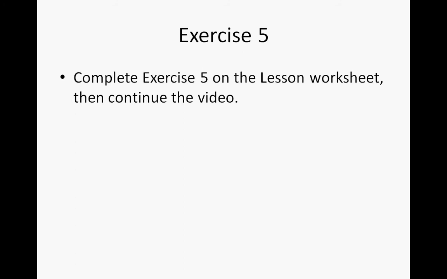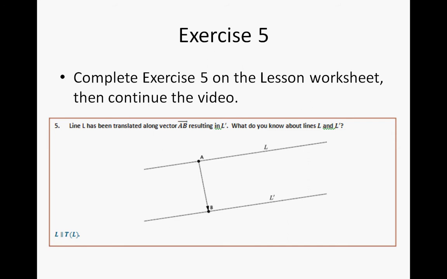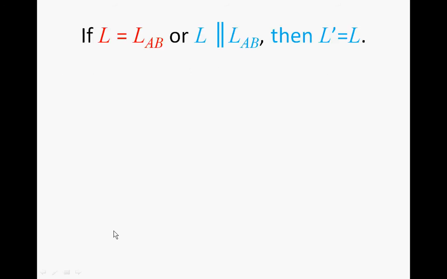All right, so you should have something that looks like this. If L is translated along vector AB, you're going to get L prime. So this is really important. What it asks, what do you know about L and L prime? Not that they are equal, but that L is parallel to the translation of L. Because what does L prime mean? L prime means the translation of L. So if L is equal to a line vector AB, or if L is parallel to a line vector AB, then L prime is parallel to L. Let's take a look at that some more.